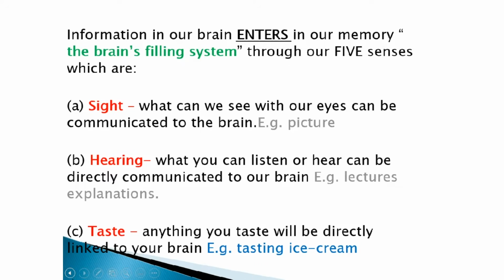So anything that we may see with our own eyes can be communicated to our brain, like the pictures, which refer to sense of sight. And anything that we can listen to or hear can also be directly communicated to our brain, like listening to lecturers' explanations. As well, anything that we may taste with our own tongue, like tasting an ice cream, can also be linked or communicated directly to our brain.